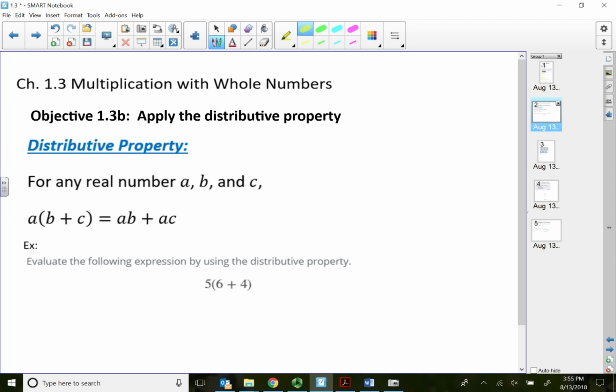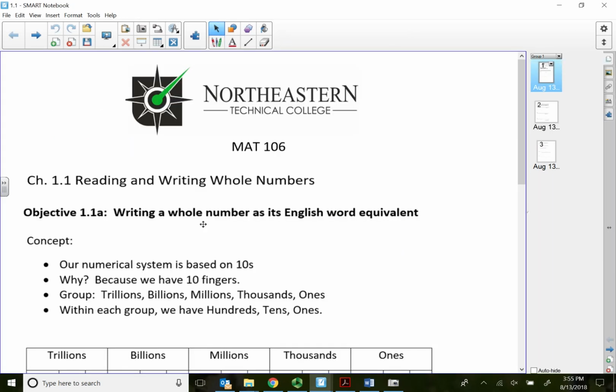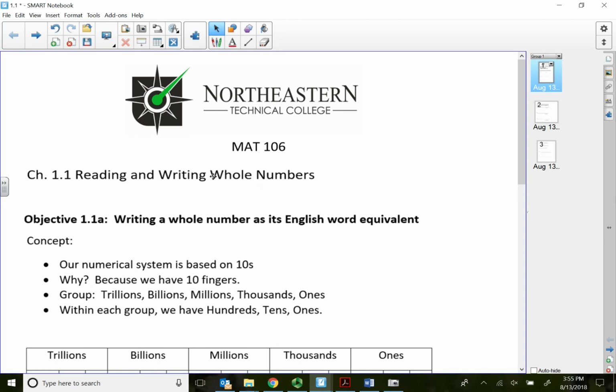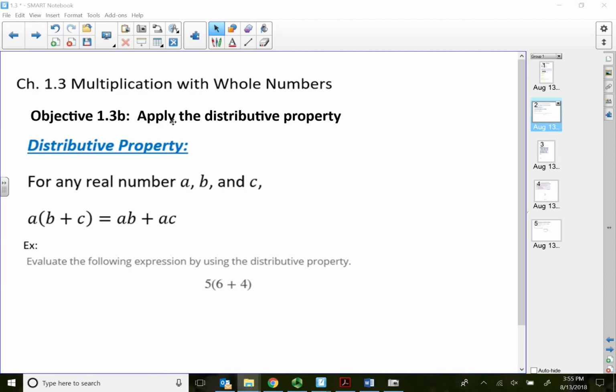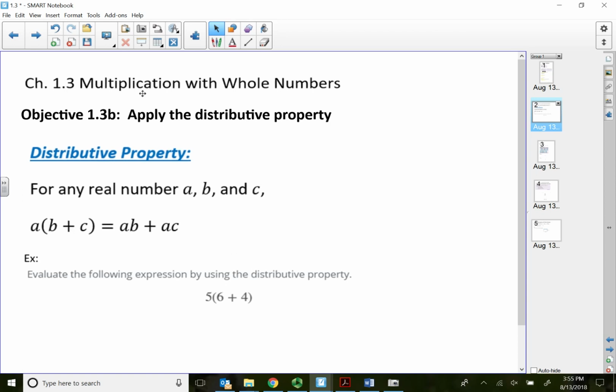Real numbers are numbers that are on the number line, such as your integers. Integers are positive and negative whole numbers. Right now we are dealing with positive numbers. It's not on here, but it's on your handout. Fractions are also real numbers, and we also have decimals. So our first three modules are dealing with whole numbers, fractions, and decimals.